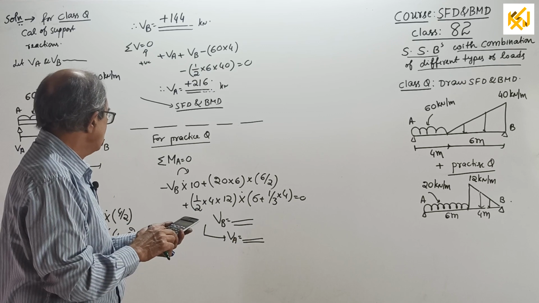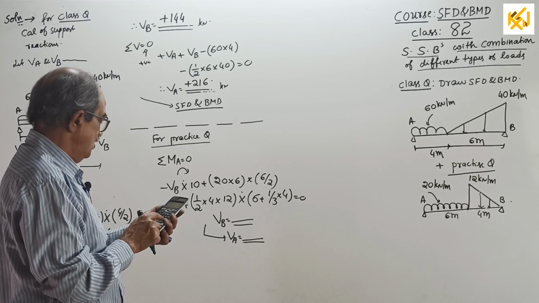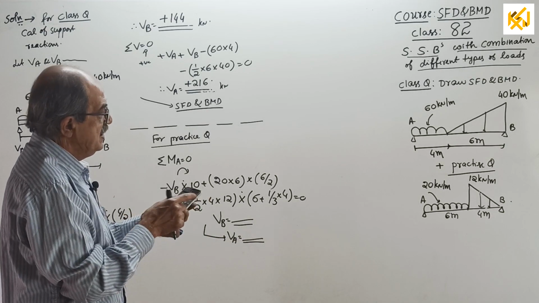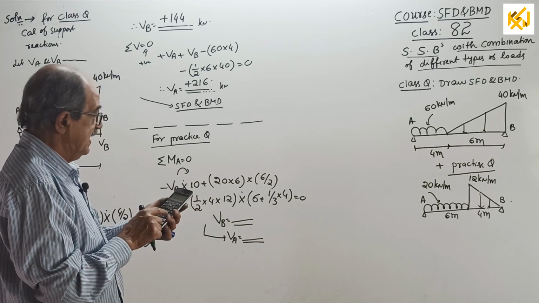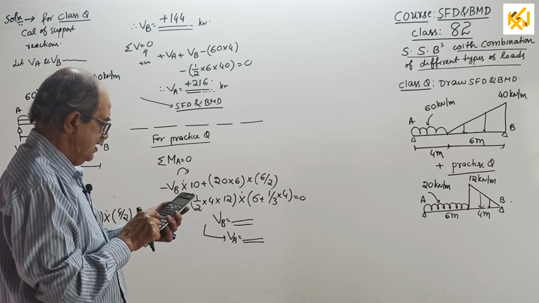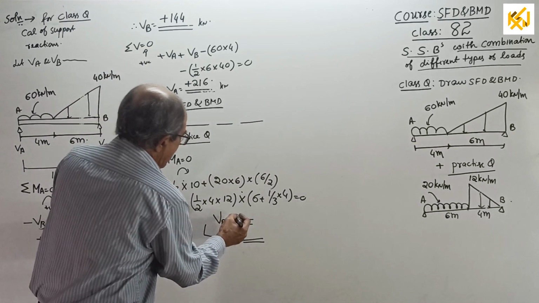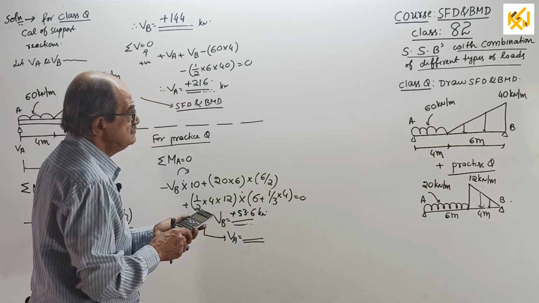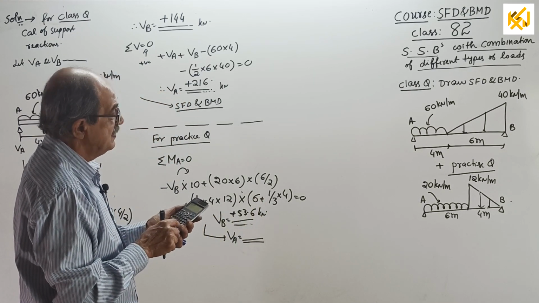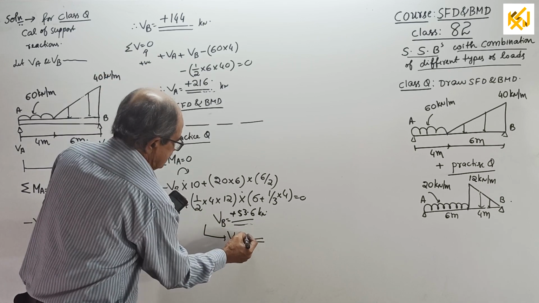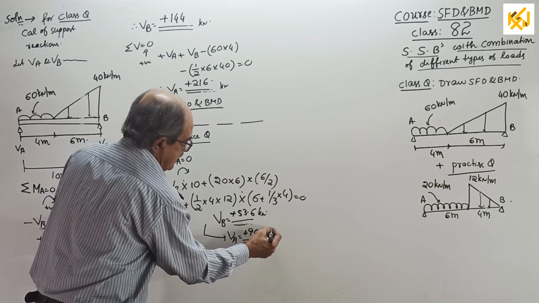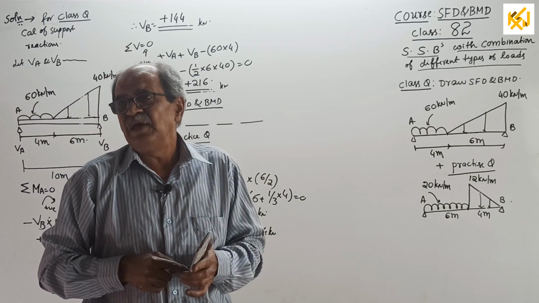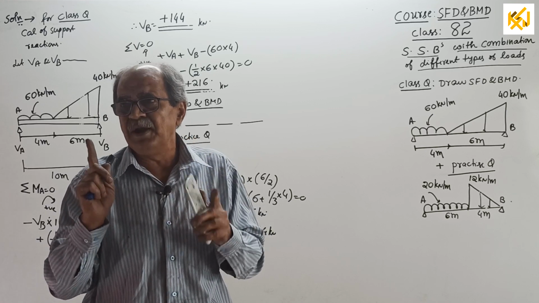And for that question the answer will come: 20 into 6 into 3 plus, how much is it? UDL 12 into 24 is the total load, into bracket 6 plus 1 by 3 of 4, divided by 10. 53.6 kilonewton, and VA will come minus 120 minus 24 plus 90.4 kilonewton. You continue this later as a practice question. In the class I will give the diagram and explain the important concept.